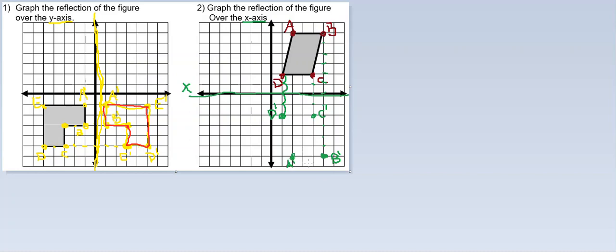Once I get my dots, I connect my points, and there's my new shape. I can see it's a mirror image of this shape up here above, flipped over the x-axis. That is reflection. So reflection, we're flipping an image over an x or y axis.